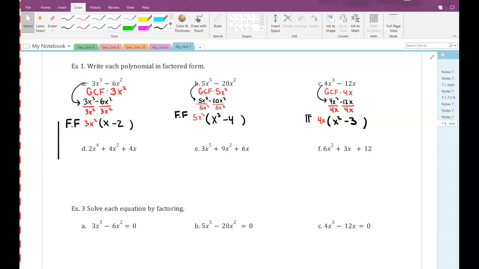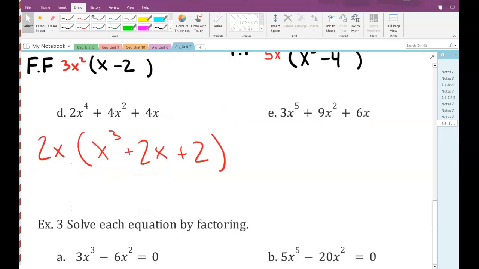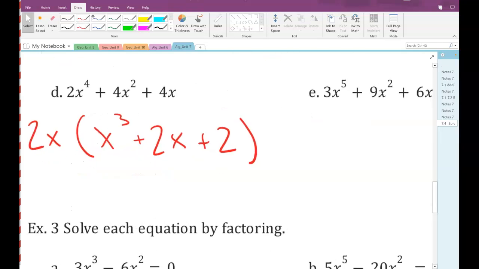But you just have to, instead of dividing 2 terms, divide by 3 terms. So this one, your final answer would look like this: you'd have your GCF out in front, which would be 2x, then x to the 3rd plus 2x plus 2. You just do it 3 times instead of 2. But you're not going to have examples like that on your homework, so don't worry about it.